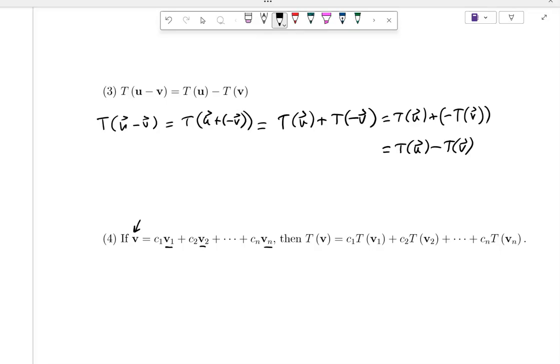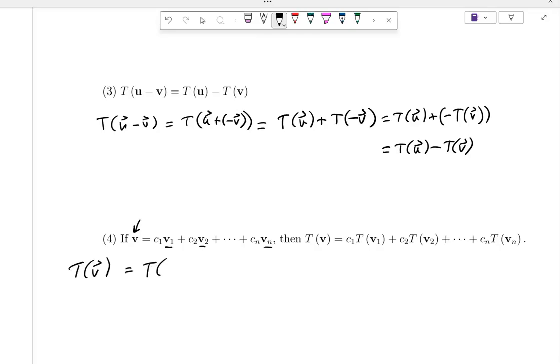If I have a spanning set, then I know that any vector in my vector space can be written as a linear combination. So basically what this tells me is that if I have a spanning set and I know what the transformation does to the spanning set, then I know what the transformation does, period. Okay. So we're going to be focusing on the transformation on a basis here in a little bit. Okay. All right.